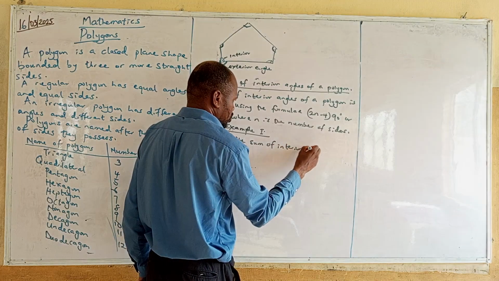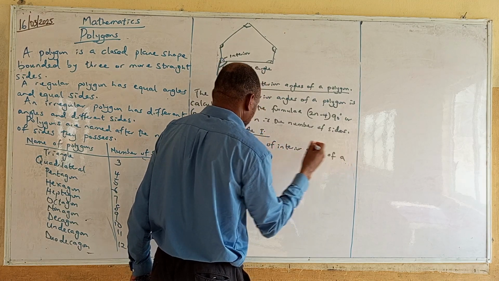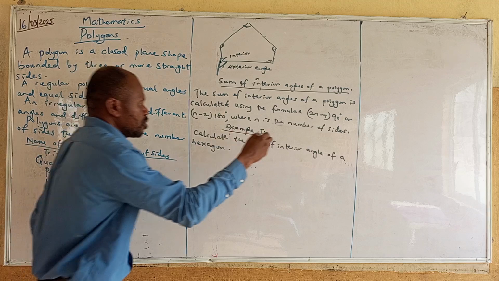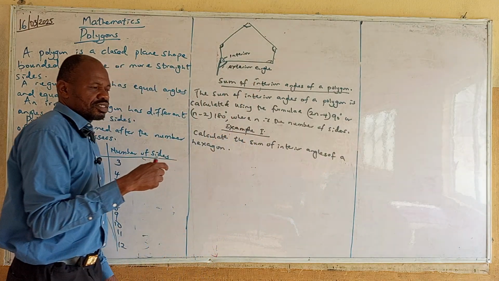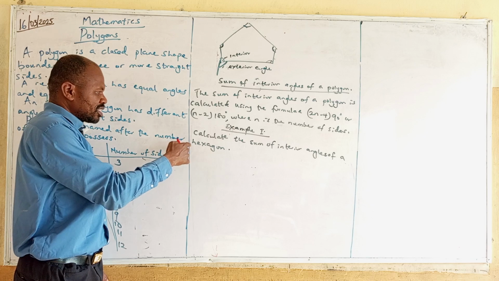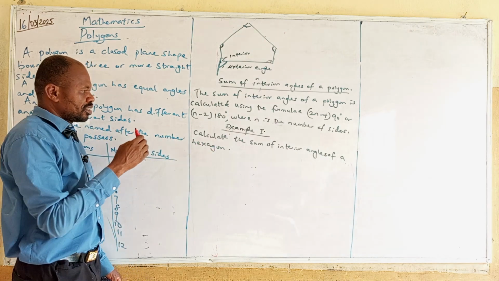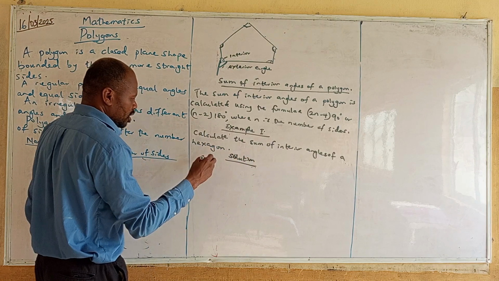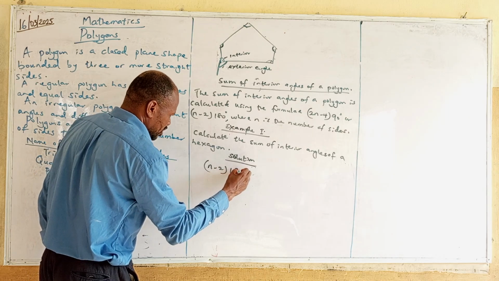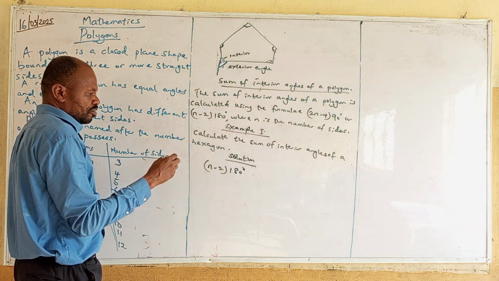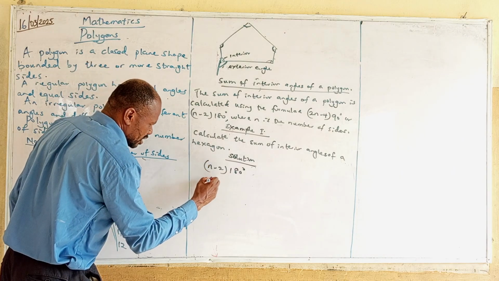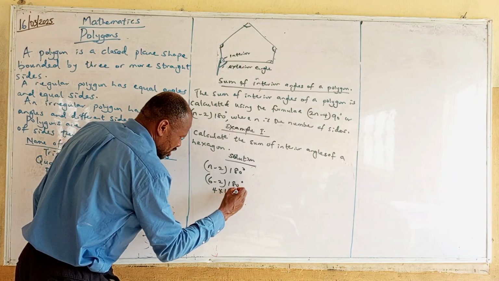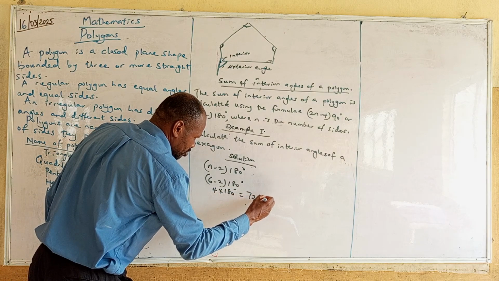Now, example 1. Calculate the sum of interior angles of a hexagon. The first thing we have to check is this: how many sides has a hexagon? That is 6. So we use the formula n minus 2 bracket 180 degrees. Now you have n is 6, so I have 6 minus 2 bracket 180 degrees, and that's 4 times 180 degrees, and that gives us 720 degrees.